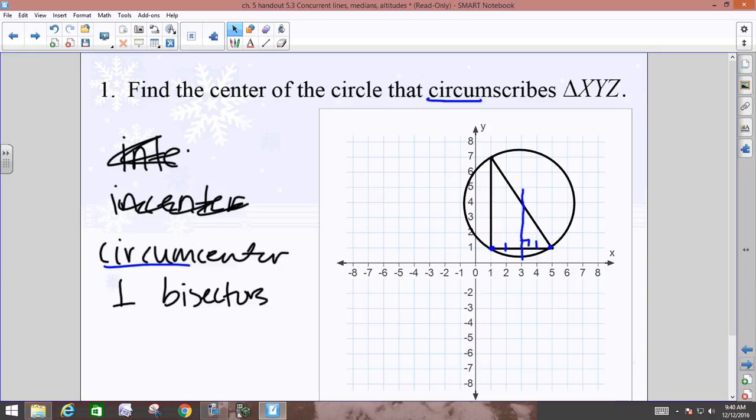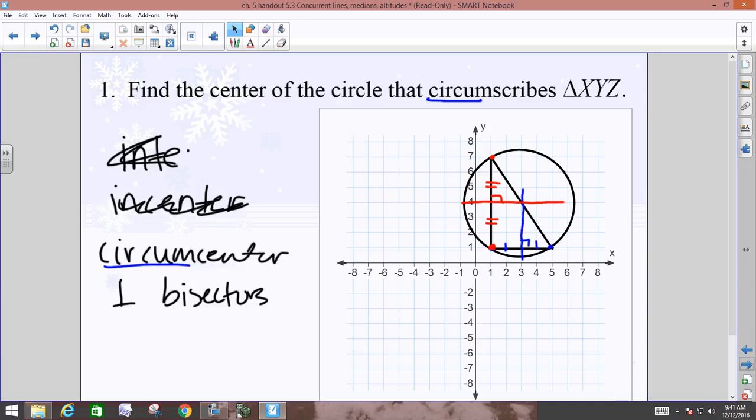So the left side of the triangle is vertical. Therefore, perpendicular to vertical will be horizontal, and it's supposed to bisect it. Well, the vertical line here, this left side, goes from 1 to 7. So what's halfway between 1 and 7? 4. So draw a horizontal line through 4 there. That red one is the perpendicular bisector of the left side.